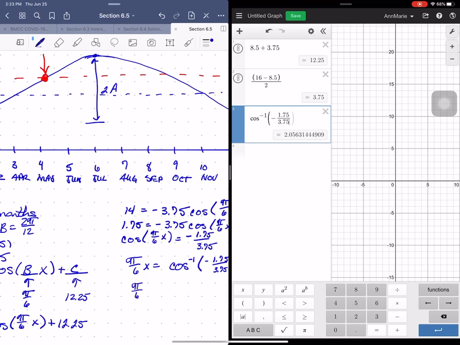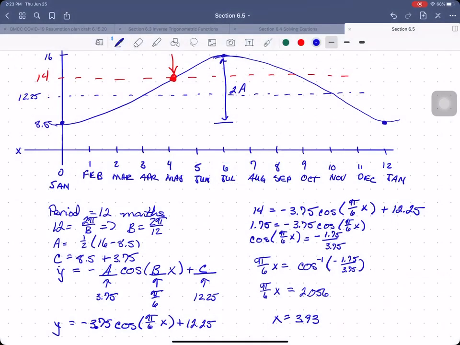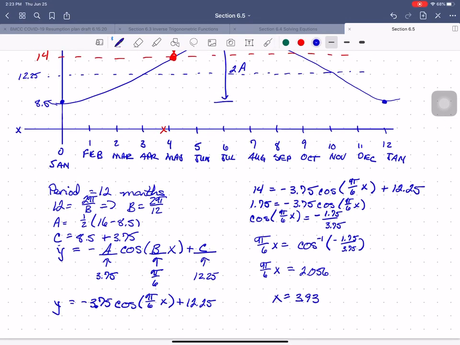That means pi over 6 times x equals 2.056. So let's take that number, 2.0563 times 6 divided by pi, and I get x equals 3.93. Okay, so what month? Well, 3.93 means almost May. So it's right here. So you would plant in late April.